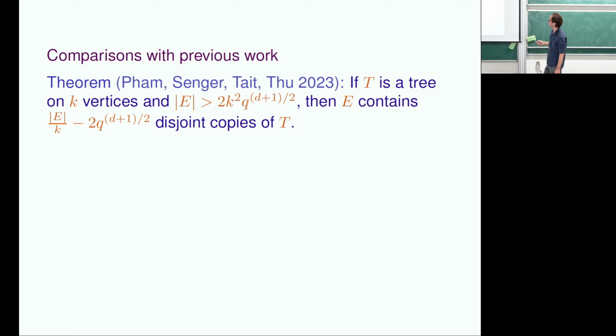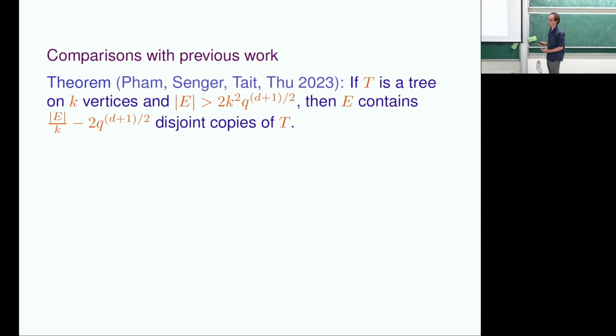So here's a result by Thang Pham, Stephen Singer, Michael Tate, and Du. And they show that if you have a tree on k vertices, and the size of E is at least k squared times q to the d plus 1 over 2, then we contain almost the expected number of disjoint copies of T. This was their theorem.